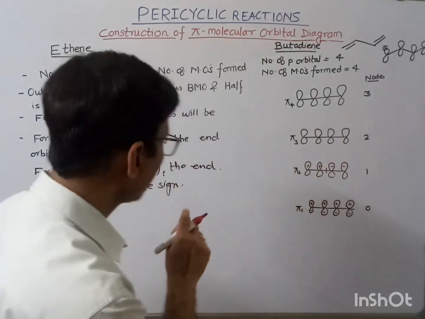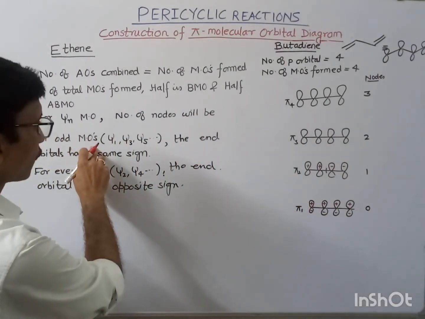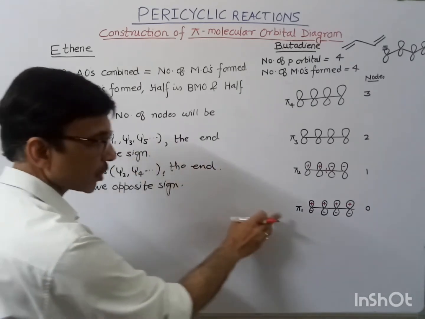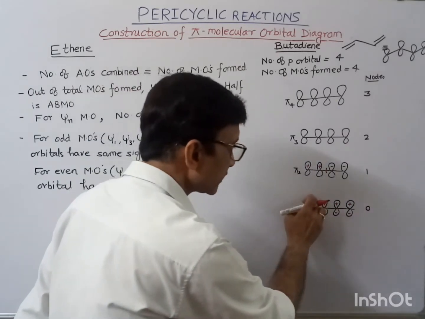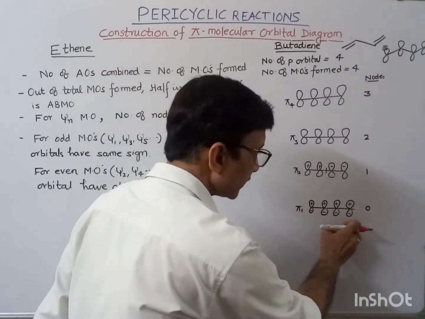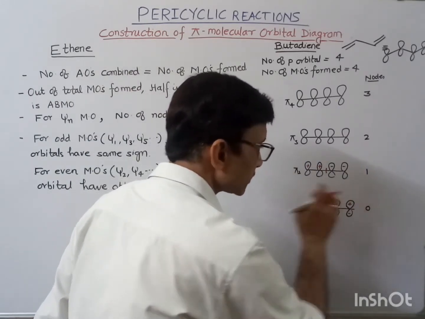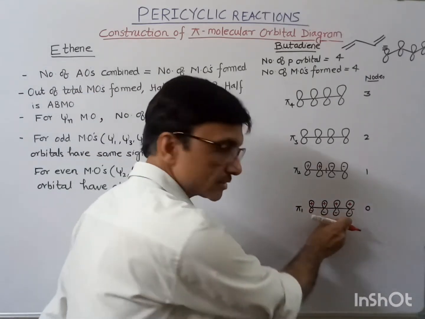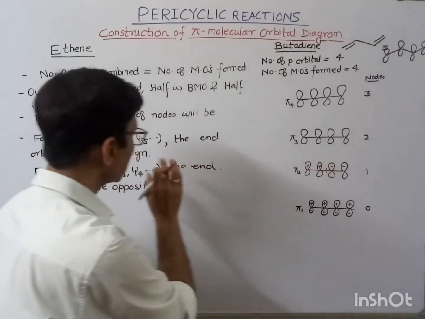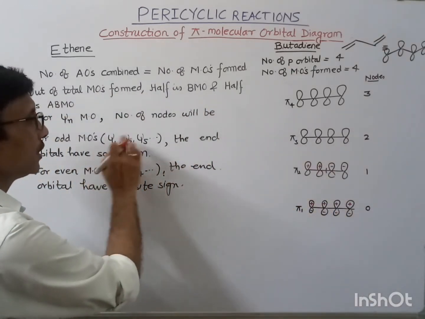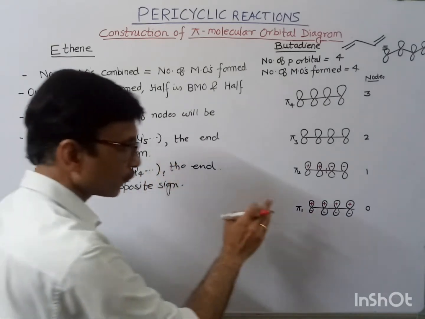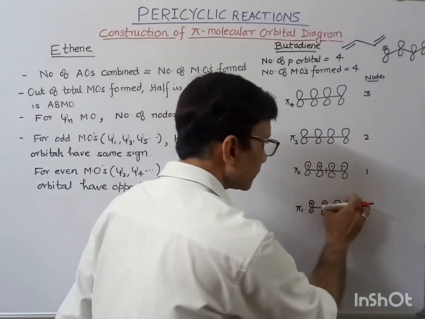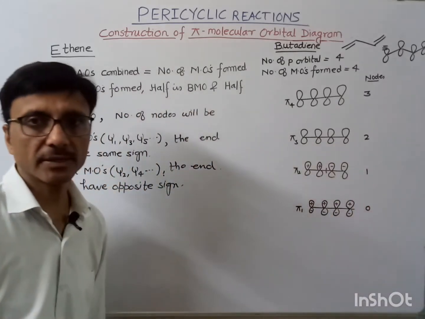Okay, what I have told you, for an odd molecular orbital, the end orbitals have the same sign. This is the odd one. So the end orbitals, this end and this end, have the same sign, plus plus. I have not written the rule for the middle orbitals; I am only telling you about the end orbitals. So for the first, which is an odd molecular orbital, the end orbitals should have the same sign.